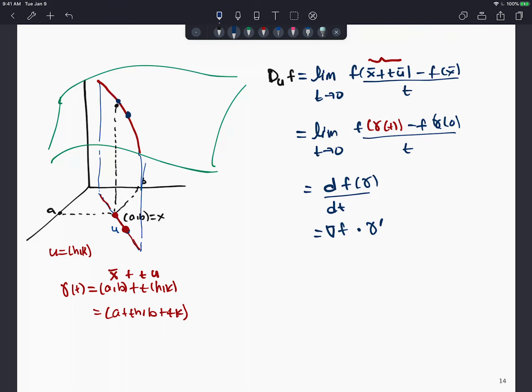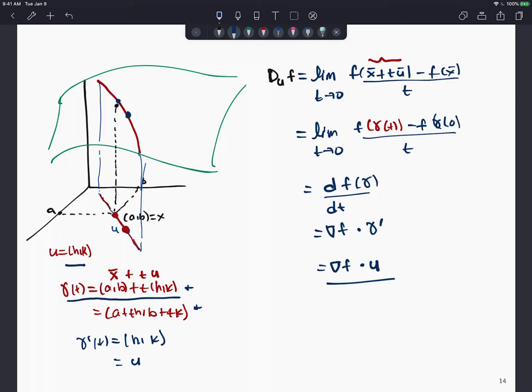All these evaluated at the point. I'm going to forget that for a minute, because what I want to get to is who is gamma prime? Well, if you get it from here, gamma prime is the vector u, because this part is constant. You can see from up here or from up here, gamma prime of t is going to be h comma k, which is the vector u again. So it's just gradient of f dot u. So that's what we want to get to.